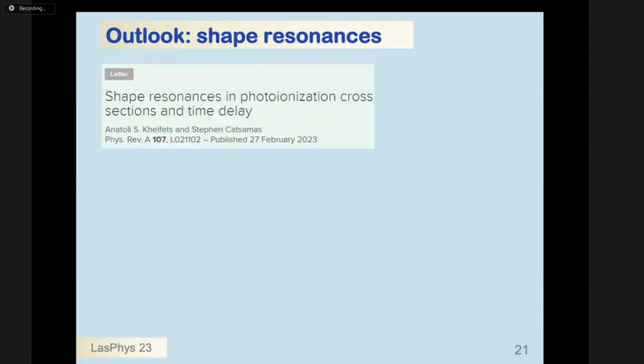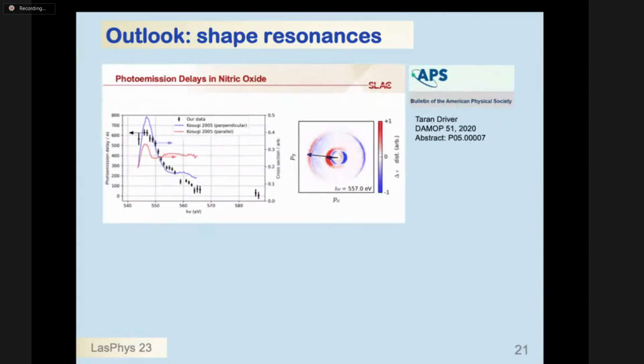Finally, as a possible extension of this work, we will be looking at shape resonances and photoionization cross-sections of atoms and molecules. Shape resonances are unique objects because time delay can be extracted directly from photoionization cross-section, and it gives a very robust test on the photoemission time delay. And this test has been applied to nitric oxide. The time delay was extracted in LCLS by this attosecond streaking of XUV ionization. There is some disagreement between theory and experiment, which needs to be resolved.